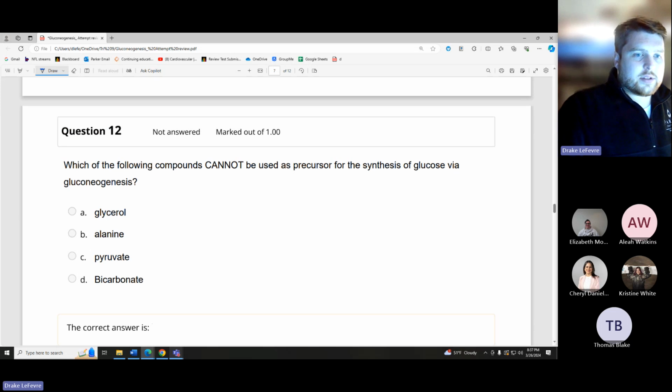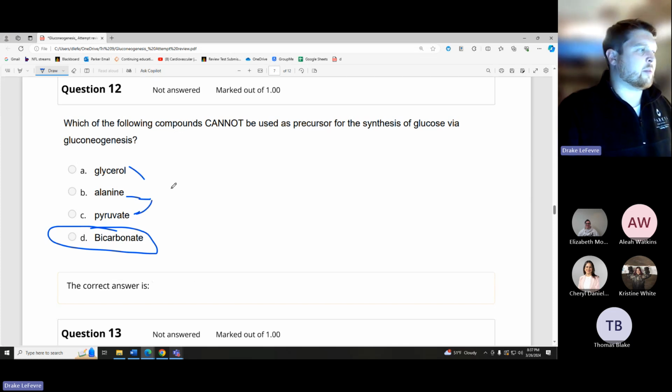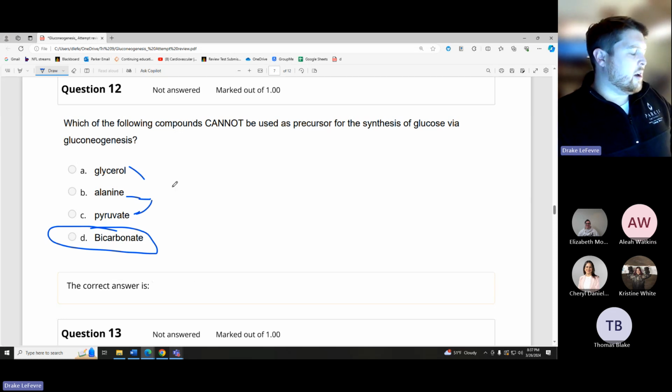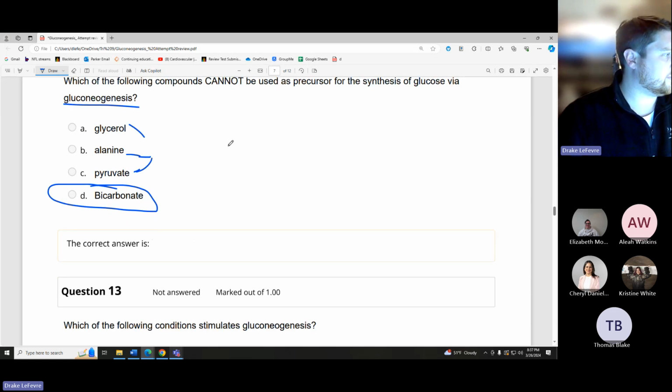Which of the following compounds cannot be used as a precursor for the synthesis of glucose via gluconeogenesis? This one, and it's going to be bicarbonate. The rest of these, pyruvate, alanine, and glycerol, are all similar enough in different ways to be able to get them through the processes to turn into some form of an intermediate within the Krebs cycle or within glycolysis to let it go backwards for gluconeogenesis.